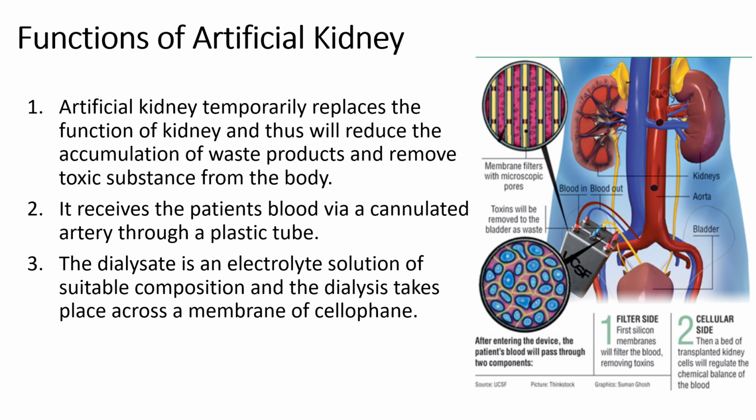Next, we move on to the function of the artificial kidney. There are many functions of the artificial kidney. It temporarily replaces the function of the kidney. The second one is the patient receives the blood from a plastic tube. The dialysate is an electrolyte solution of suitable composition, and the dialysis takes place across a cellophane membrane.